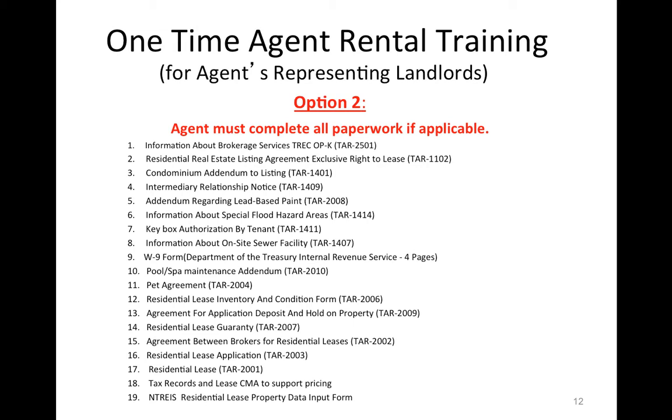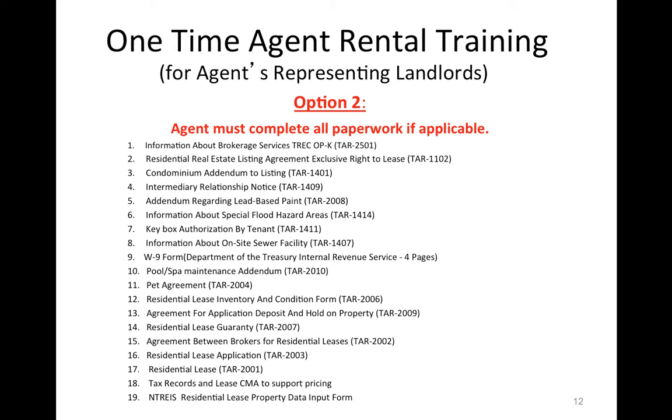If it's a condominium, you need a condominium addendum, intermediary relationship notice if we find a tenant within the Century 21 Judge Fite Company. We need an addendum regarding lead-based paint if the property was built prior to 1978, just like you do on a property for sale. You need the information about flood hazard areas. You need a key box authorization.